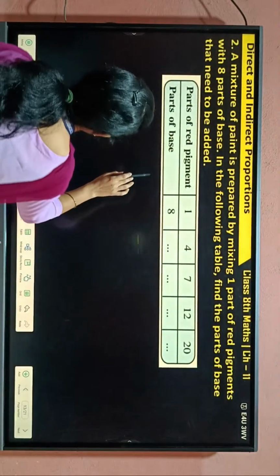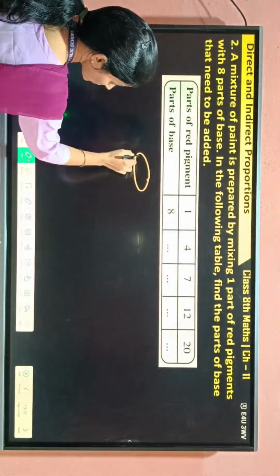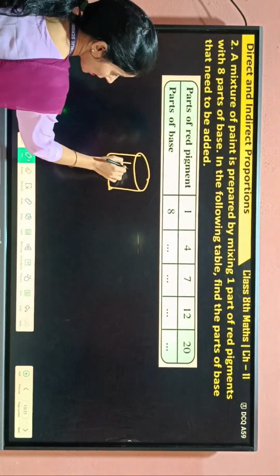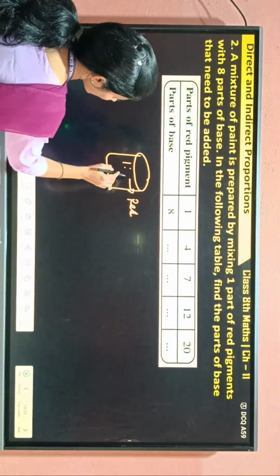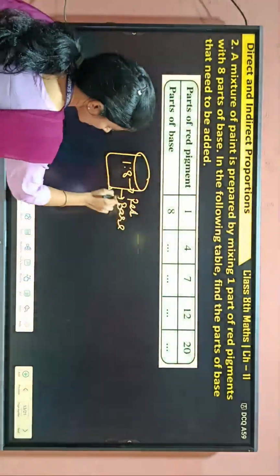Let us see what he wants to say. A mixture of paint is prepared. This is a mixture of paint. They need to prepare 1 part of red pigment and 8 parts of base.